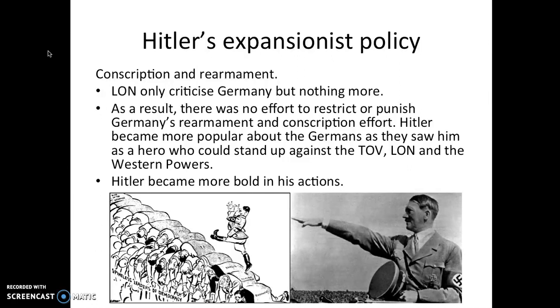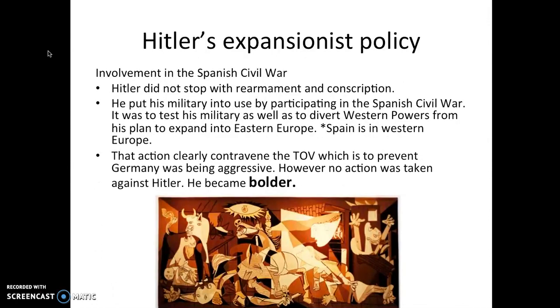As a response to his rearmament and his conscription, it made Hitler a bit more bold, and he's not prepared to stop. He's going to continue with his plans on expansion. He got involved in the Spanish Civil War. There are a few objectives, one of which was to test his military as well as to divert Western powers from his plan to expand into Eastern Europe. Spain, for information, is in Western Europe.